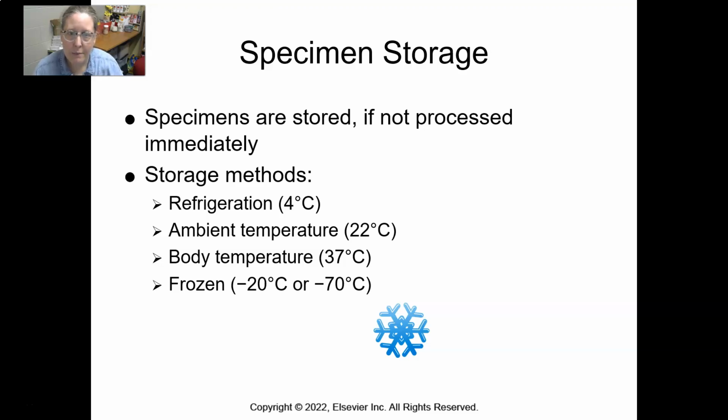Specimen storage. So specimens are stored if they are not processed immediately. There are several storage methods. Refrigeration is the most common at 4 degrees Celsius, but sometimes there are some specimens that cannot be refrigerated because it would kill the microorganisms, or it's not good for this specimen. For example, spinal fluid should not be put in the refrigerator, so it should be ambient temperature, 22 Celsius. Some of them might need to be kept at body temperature or need to be frozen really quickly at -20 or -70 Celsius.